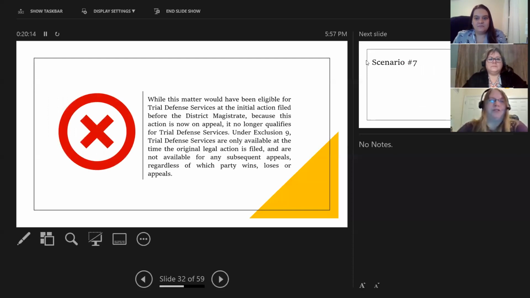In this situation, no. She would have qualified for trial defense services at the magistrate level. However, because this matter is now on appeal, it will no longer qualify. Exclusion 9 basically clarifies and makes it clear that there are no trial defense services available for appeals.